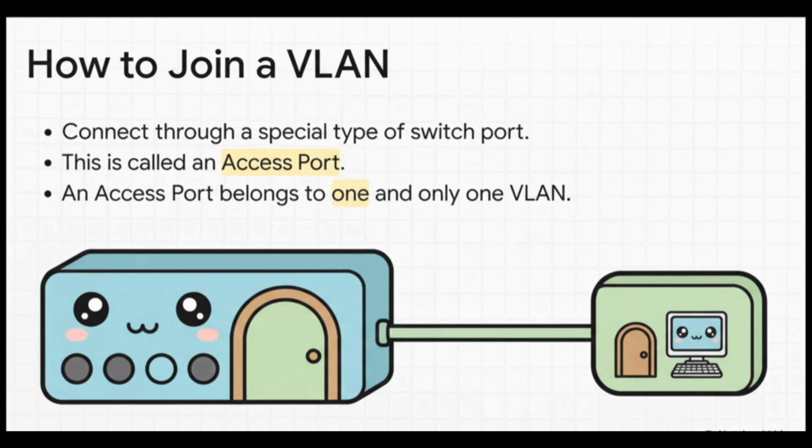Okay, that makes sense. But how does a computer or a printer actually get into one of these virtual office suites? Well, it connects through a switch port that's been specially configured as an access port. And this is the key thing to remember. An access port belongs to one and only one VLAN. It's like a doorway that only opens into a single specific office.